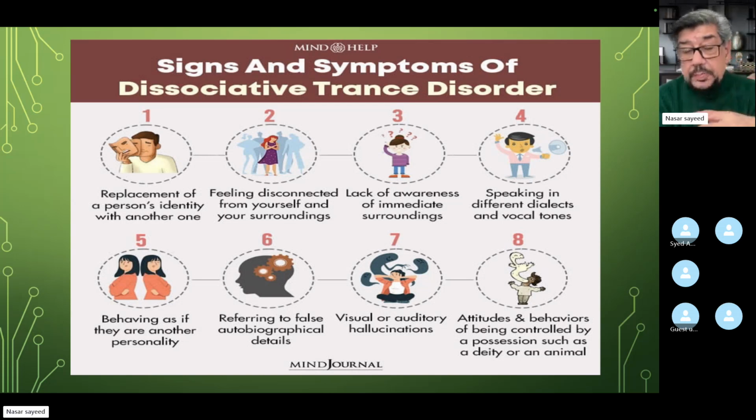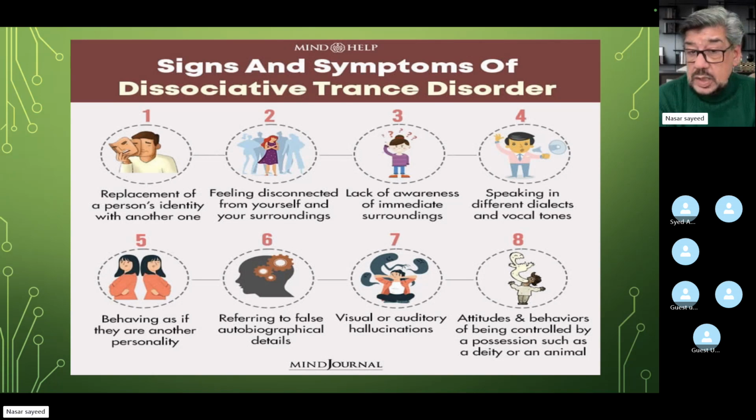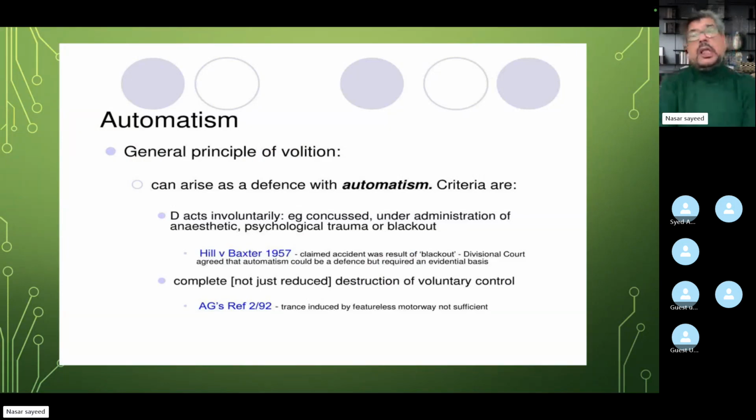Autobiographically different. Visual and auditory hallucinations are there as well. So they start seeing something. Now, these things are present sometimes in substance abuse as well. So we have to make sure that there is no history of substance abuse before we declare that this is a dissociative or conversion trance disorder. So that is an important component.